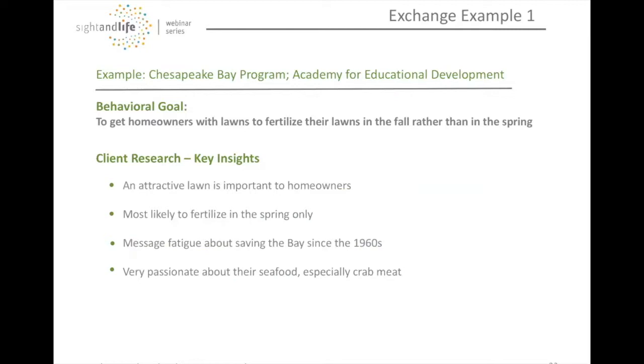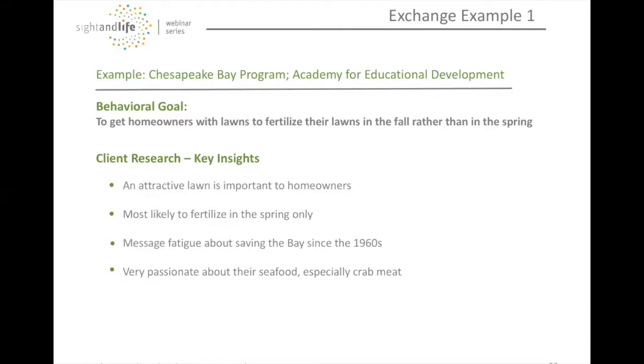I'd like to take you to Chesapeake Bay in the Washington, D.C. area, where a social change NGO was trying to solve a very specific problem. The bay was getting more and more polluted, partly because residents would fertilize their lawns in the spring when heavy rains washed the chemicals into the bay. So the behavioral goal of the NGO's strategy was to get people to stop fertilizing their lawns in the spring and instead fertilize in the fall when there is almost no rainfall.